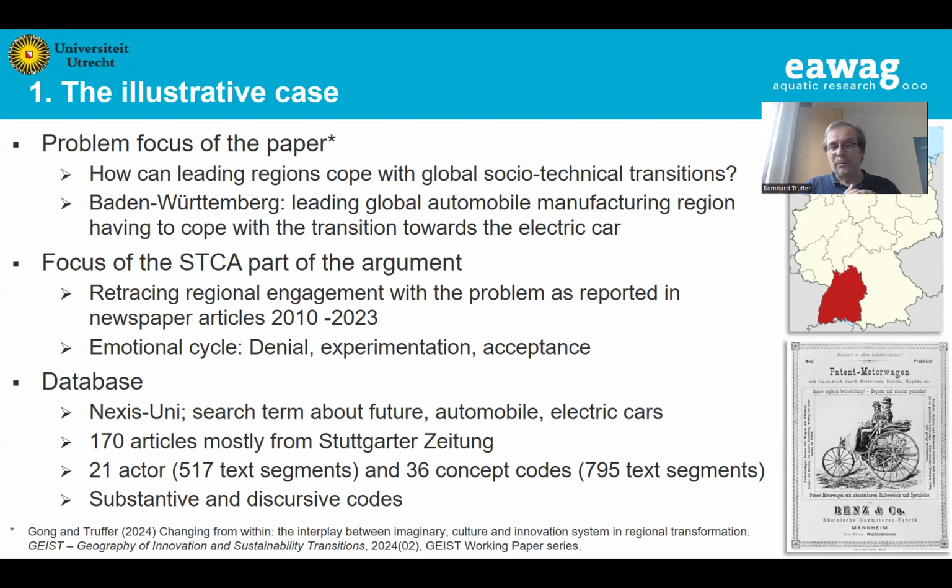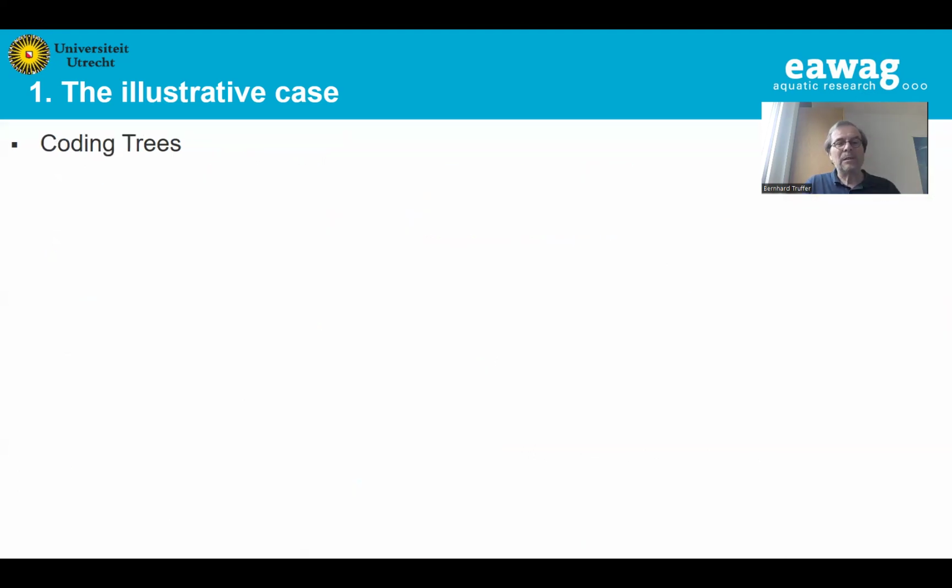The specific database that we constructed built on newspaper articles stored in the Nexis Uni database, with a search term combining the future, automobile, and electric cars. That resulted in 170 articles, mostly from Stuttgarter Zeitung, but in principle open to any newspaper. We ended up with 21 actor codes and 36 concept codes, which were attributed to about 800 text segments. As a side note, the concept codes related to both substantive and discursive codes, as we distinguish in the guidebook. More details.